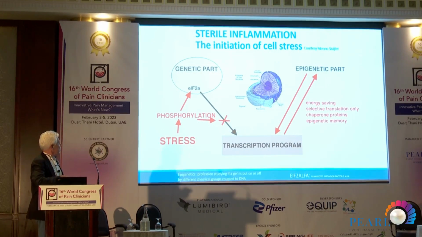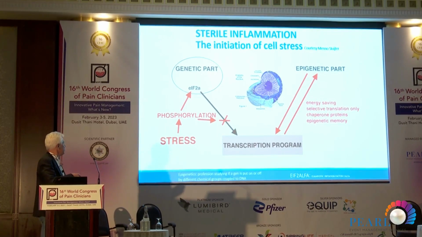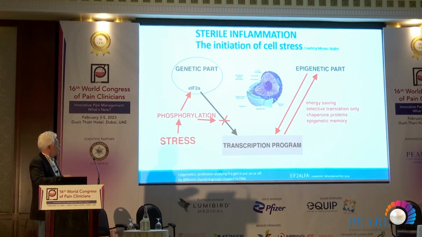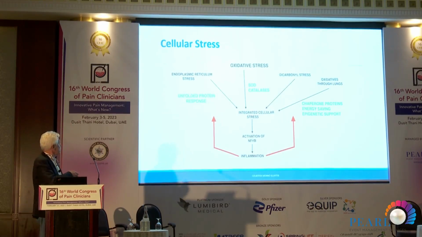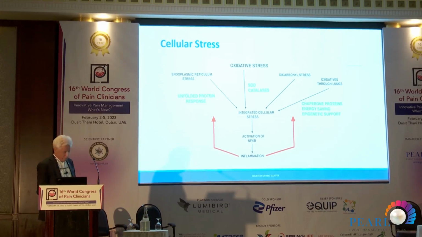What happens in a sterile inflammation? First there's stress from injury or mental stress, then the eukaryotic initiation factor 2 alpha is activated, then the transcription program is activated, and you get changes in the epigenetic part. So here, what are the forms of stress? These are the forms of stress, and then you get integrated cellular stress with activation of the transcription factor, and inflammation. And the changes are in the epigenetic, in the genetic system.